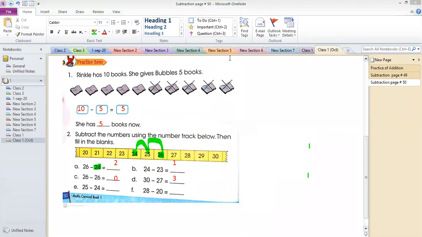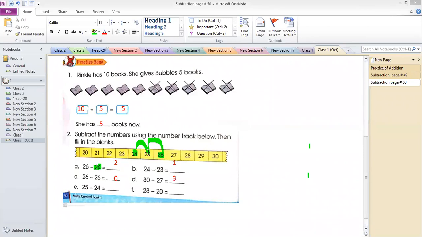Hamza Al Husseini, can you hear me? Yes, sir. Okay. Hamza Al Husseini, I want to minus 24 from 25. 25 minus 24. Can you tell me what number it equals? 1. Very good. How do you know?